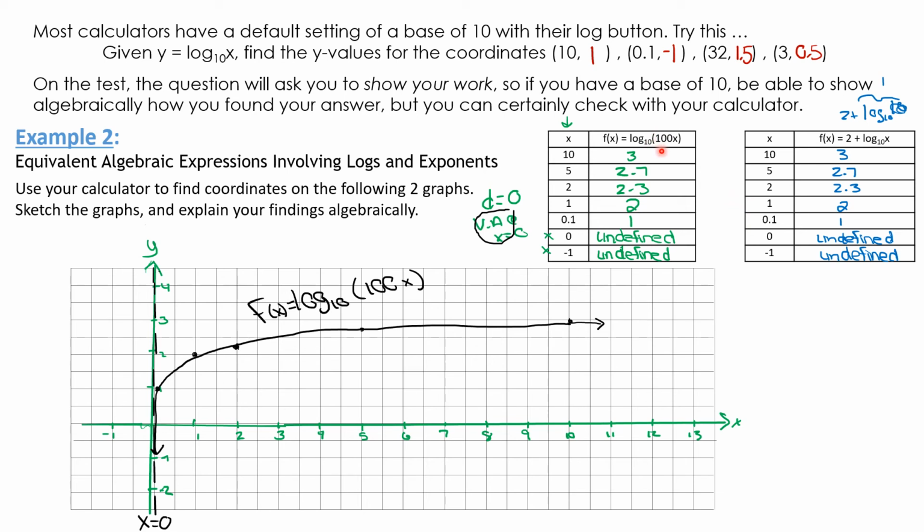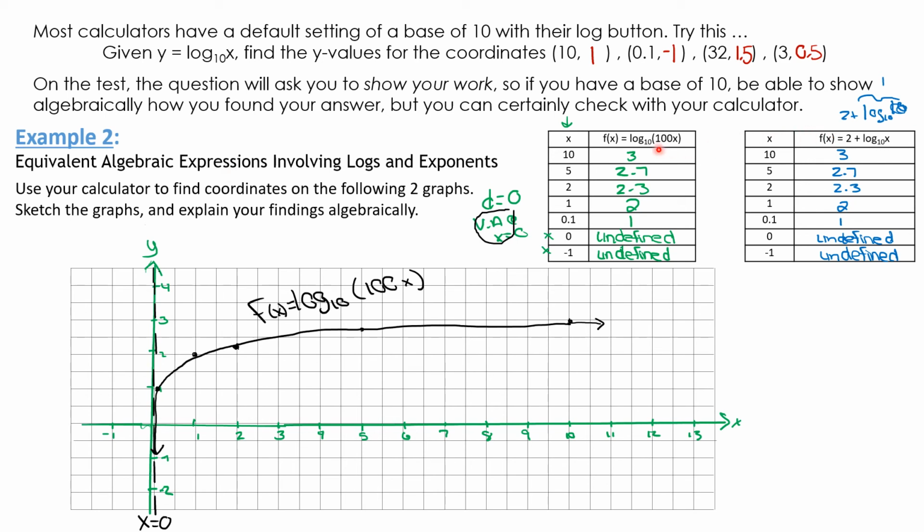But these equations are different. This is a horizontal compression by a factor of 100. This is the parent graph, and it probably makes more sense to take this 2 and move it over here to be plus 2. This is just a c value of 2. It's been lifted up 2. So we go back to our question, which was equivalent algebraic expressions.